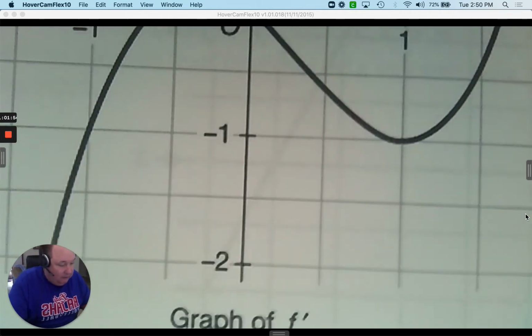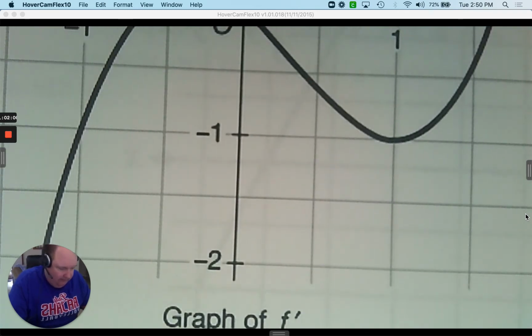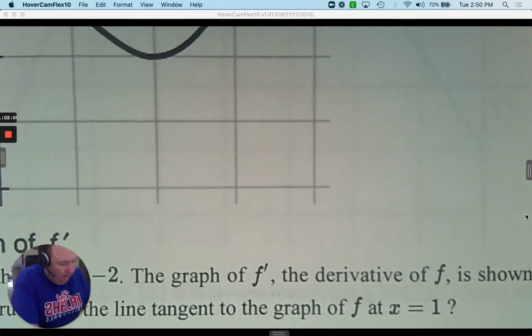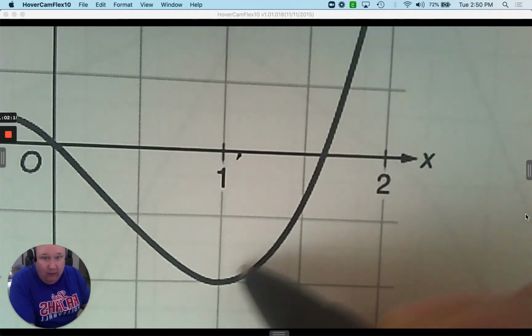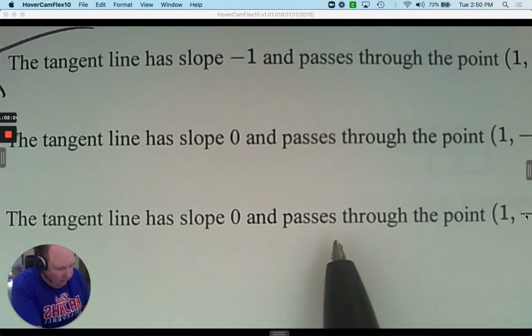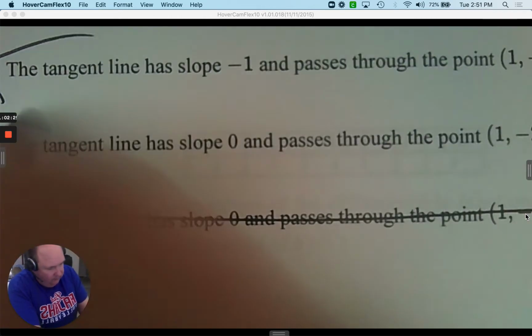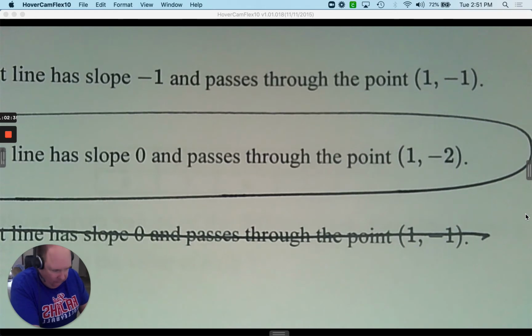Number 41. Let f be a differentiable function, f of 1 is negative 2. The graph of the derivative of f is shown. Which of the following statements is true about the line tangent at x equals 1? So the derivative at 1 is right here. The derivative at 1 is clearly 0. So the slope is 0, so A and B are wrong. If the slope is 0, what point does it pass through? And the answer is 1 and negative 2. That's what's given, so the answer is C. The slope is 0, and it passes through the point 1, negative 2.